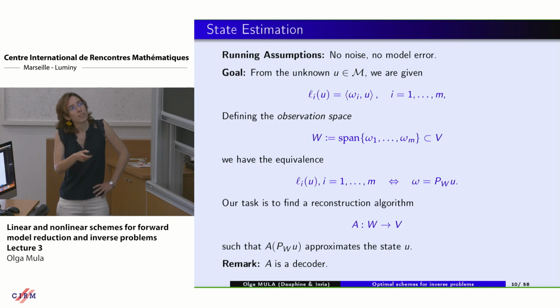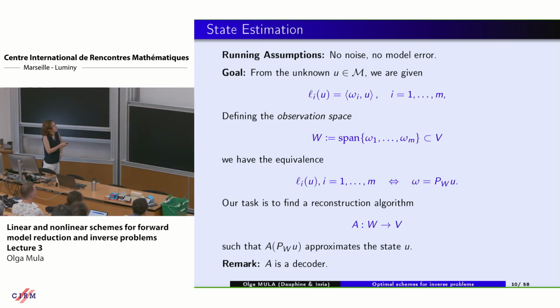Now our task is going to be to find a reconstruction algorithm A that goes from my observation space W to the full ambient space V, such that whenever I'm given the observation data, A of the observation has to approximate the state U the best I can. And just here, to connect with previous discussions, observe that A is a decoder. It is going from a space of dimension M, the number of measurements, to an ambient infinite dimensional Hilbert space. This can be understood as a decoder. I want to build a particular decoder with a particular nature of my input.